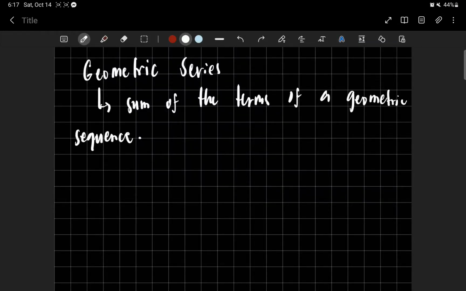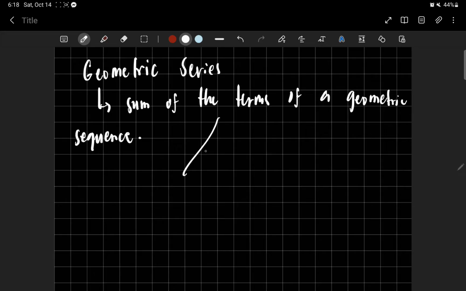Hello grade 10. For today, let's have our review in a geometric series. So when we say geometric series, it is a sum of the terms of a geometric sequence. So ngayon, alamin natin paano natin kinukuha yung sum ng ating mga geometric sequence.